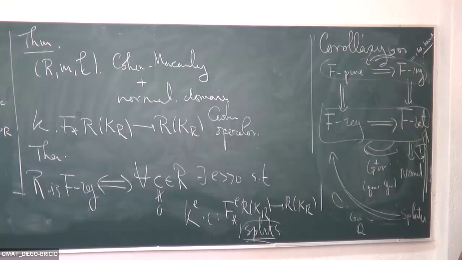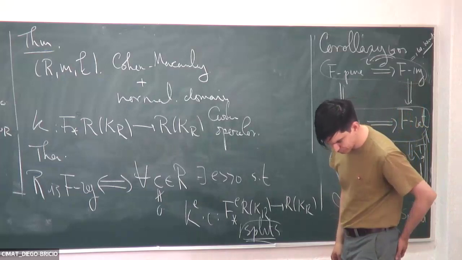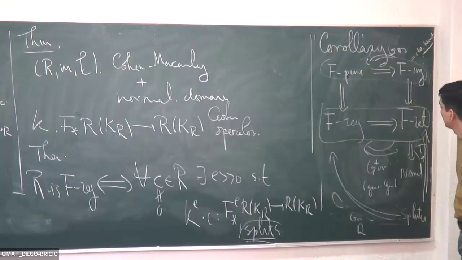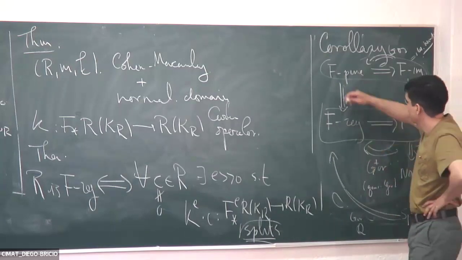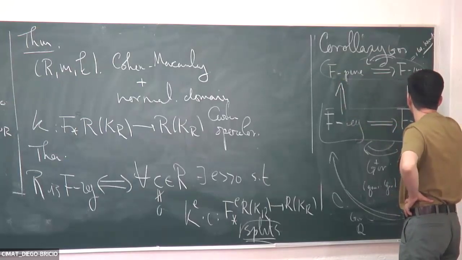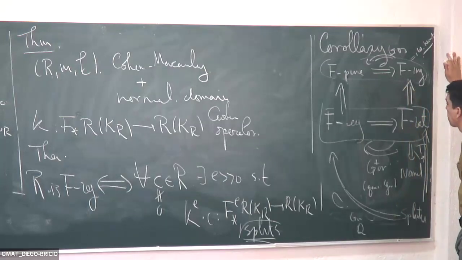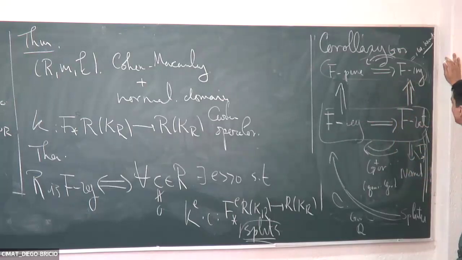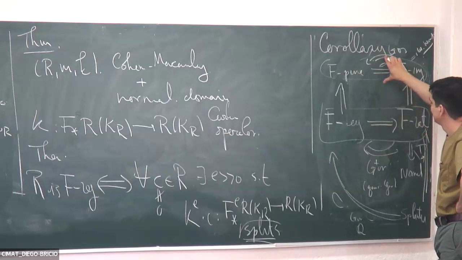So that's the picture. I'm sorry. Yes, F-regularity implies F-purity, the arrow is the other way around. Yeah, you're right. Of course, I said something very stupid. I think I'm used to writing this on top.